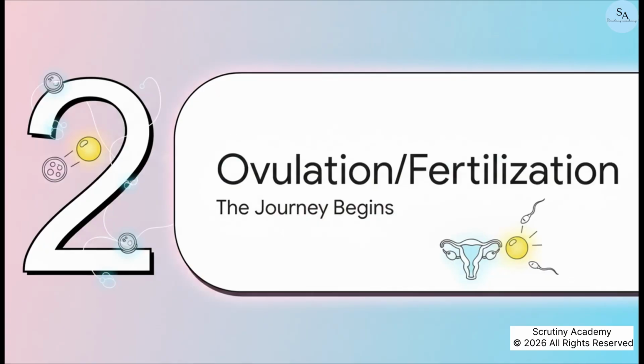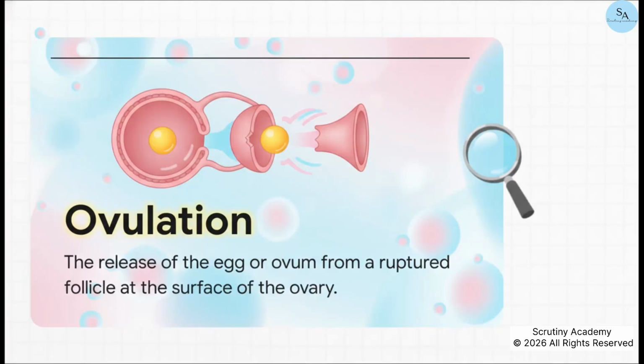Okay, so we've got the map, right? We know the key locations. Now let's put things into motion with the 2 events that kickstart this entire process: ovulation and fertilization. So what exactly is ovulation? Well, once an ovum is fully mature, its little protective bubble, the Graafian follicle, bursts, and the egg is flushed out of the ovary. This is ovulation. It's when the egg is officially released and is now available for fertilization.